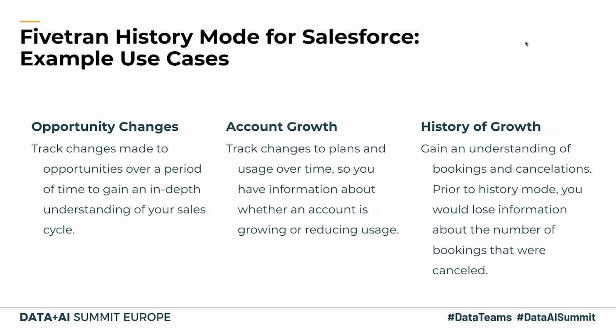Again, with account growth, tracking changes to plans and usage over time. So you have information on whether an account is either growing or reducing in usage. And the history of growth as well, to gain an understanding of bookings and cancellations. Prior to history mode, you'd actually lose this data. If a booking went through a life cycle, so say for example it had an initial value of 10 and then went to a value of 20 and then was cancelled, you'd lose that history of changes. And with type 2 slowly changing dimensions, you can pick and choose which dimensions you want to store and analyze over time.